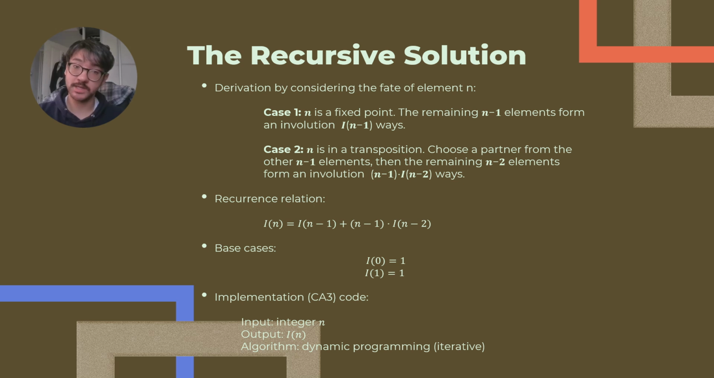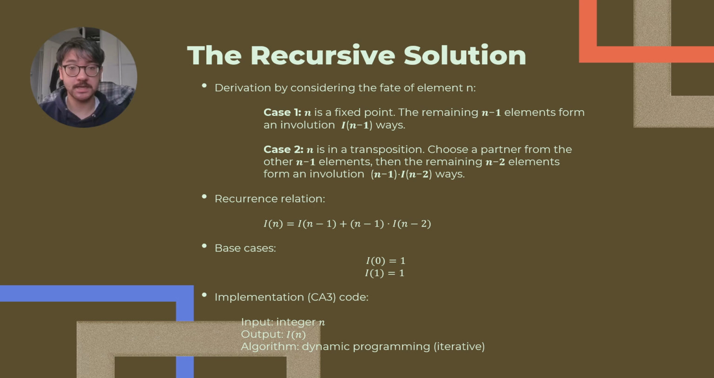As these cases are mutually exclusive, the total number of involutions is the sum. I_n is equal to I_{n-1} plus (n-1) multiplied by I_{n-2}. The base cases are intuitive. I_0 is equal to 1 for the empty permutation, and I_1 is equal to 1 for the single identity permutation.